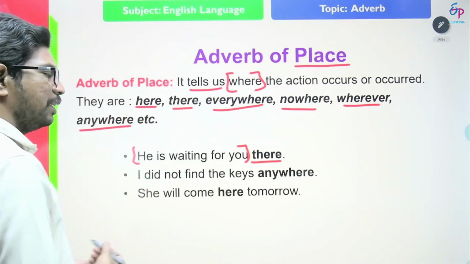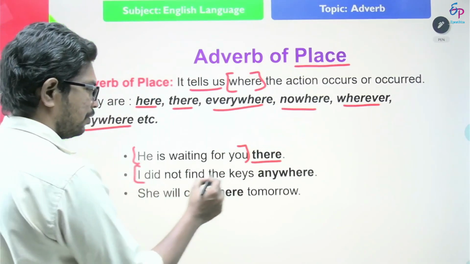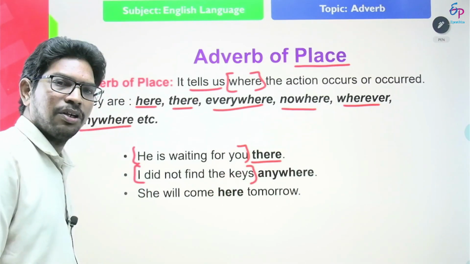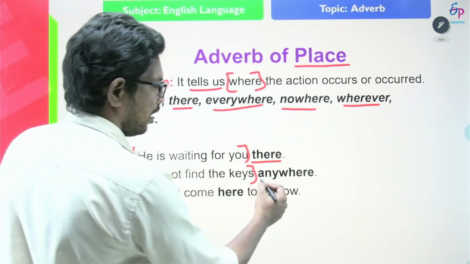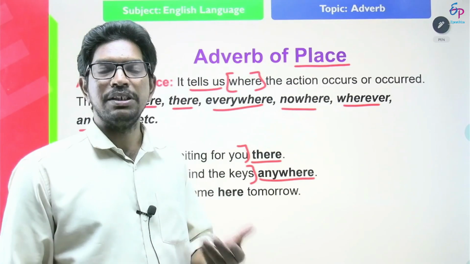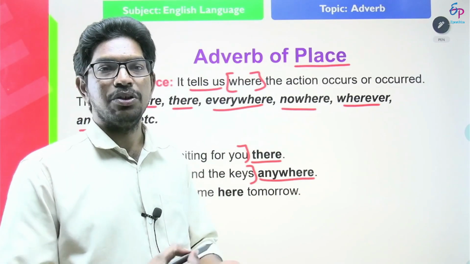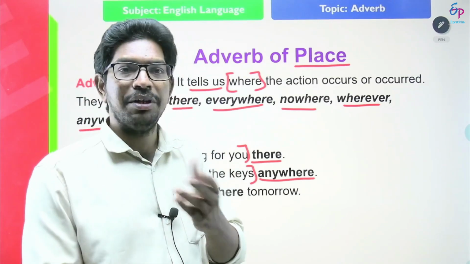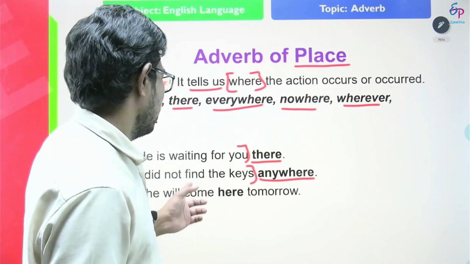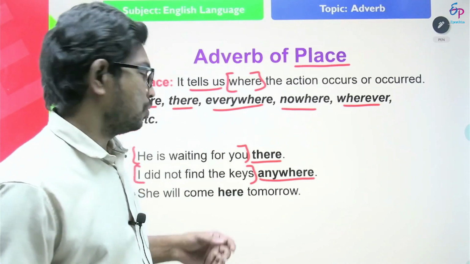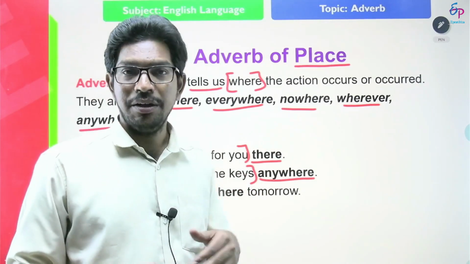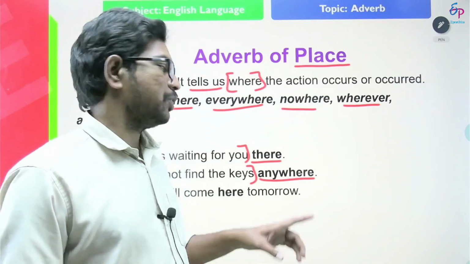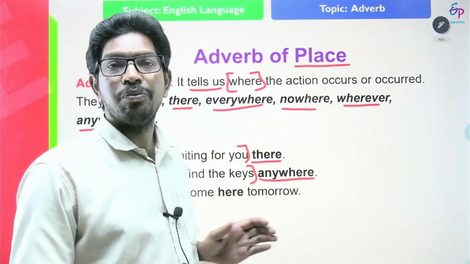I did not find the keys. Here I am saying I did not find the keys. So anywhere is denoting the place. That means it is giving a negative idea. I did not find the keys anywhere means I did not find them anywhere. So anywhere is indicating the place of the action. So that is called adverb of place.